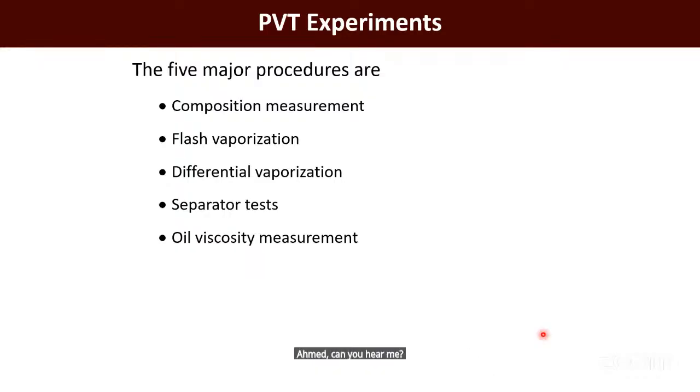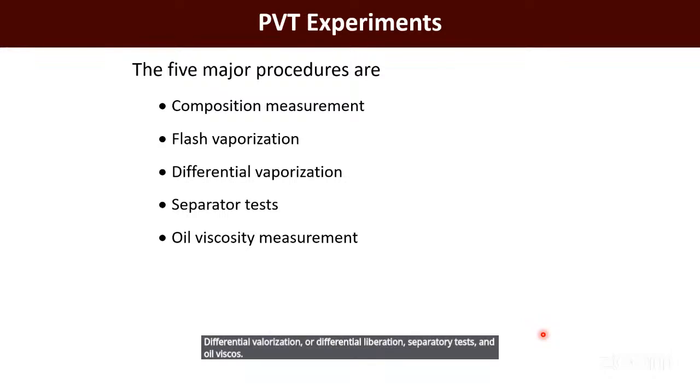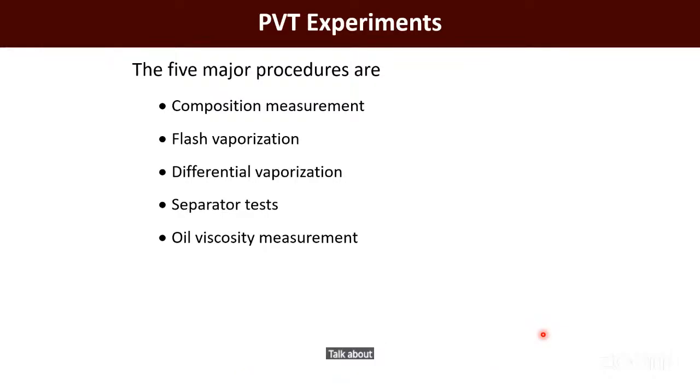So in PVT experiments, we have 5 major procedures in case of oil PVT study: composition, flash vaporization or constant composition expansion, CCE, differential vaporization or differential liberation, separator test, and oil viscosity. In case of gas, we have another experiment which is called CVD, constant volume depletion, and we are going to talk about these experiments.